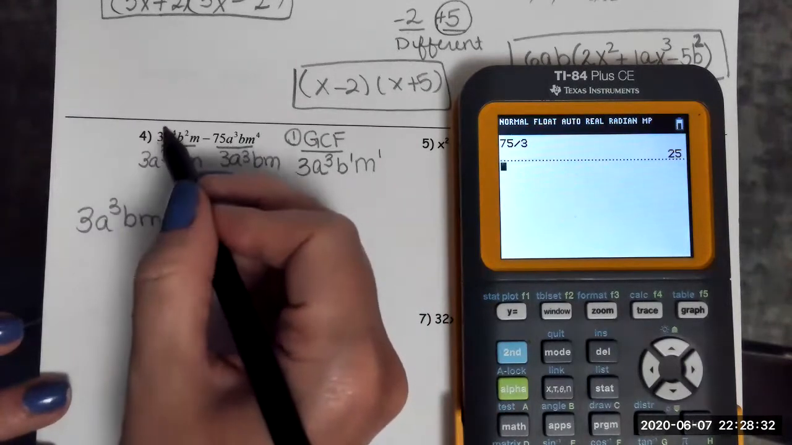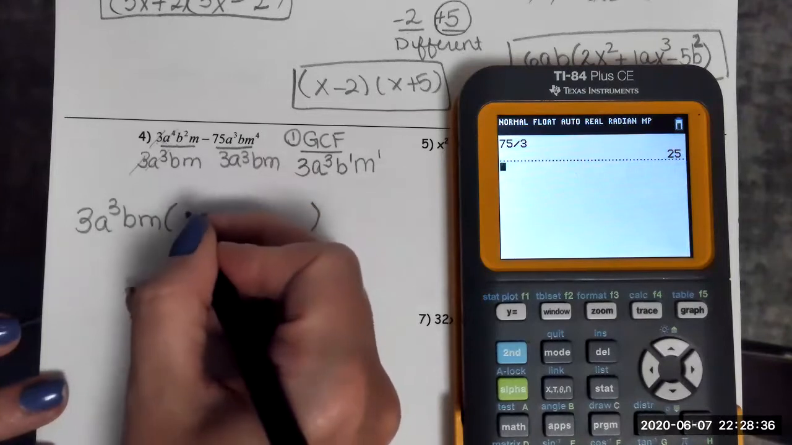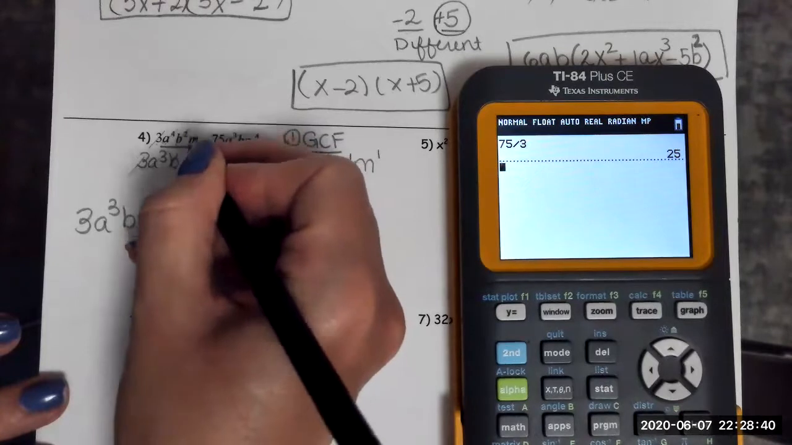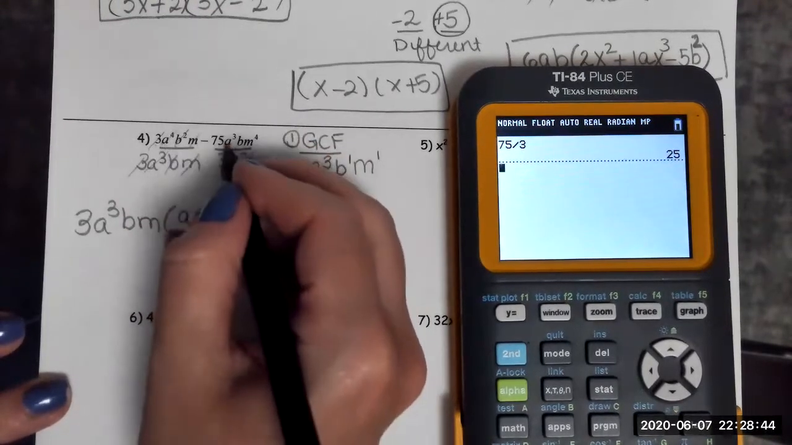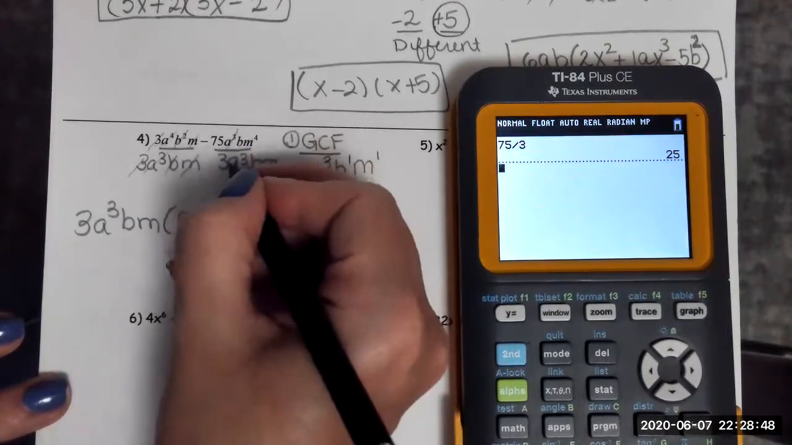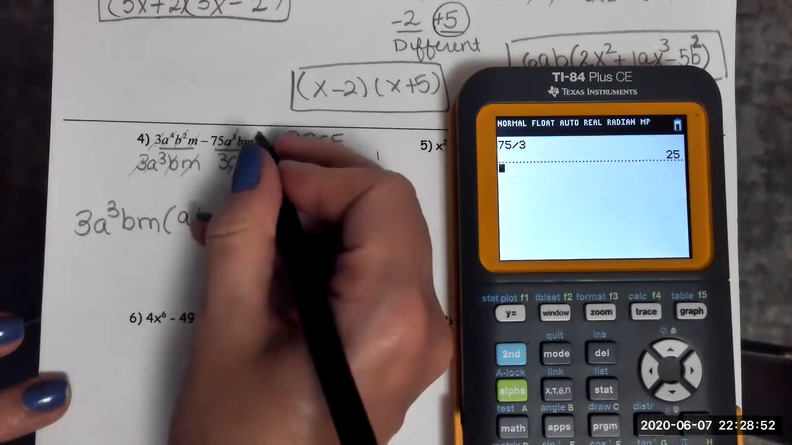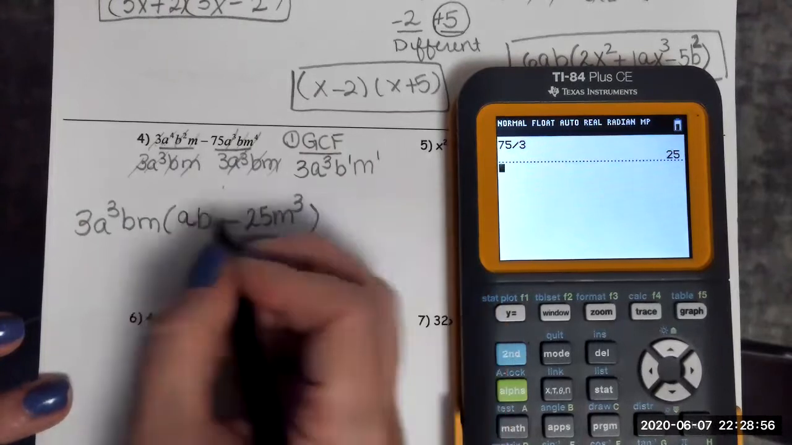Okay, 3 divided by 3 divides. A to the 4th divided by a to the 3rd is just a. B squared divided by b is a b. And m divided by m is just a 1. So I'm going to leave that alone. Minus 75 divided by 3 is 25. A cubed divided by itself divides out. B divided by b divides out. M to the 4th divided by m is m cubed.